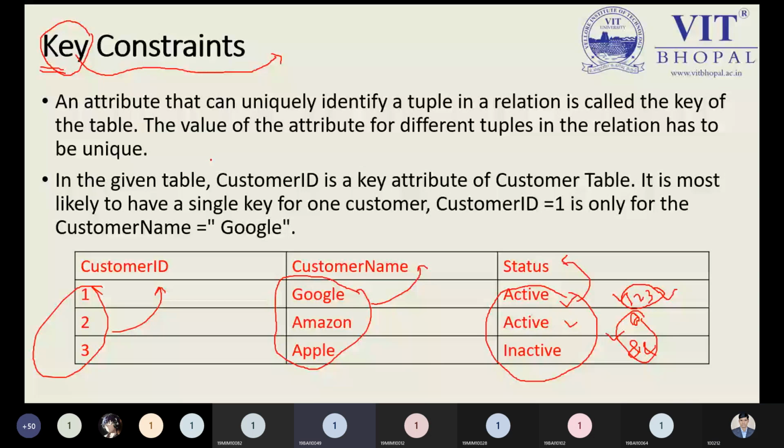Sir, so in this table, the key constraint is the customer ID, right? Yes, of course. Customer ID. As you can see, it is written over here. Customer ID is a key attribute, because this attribute contains the key. Now is it clear to all?